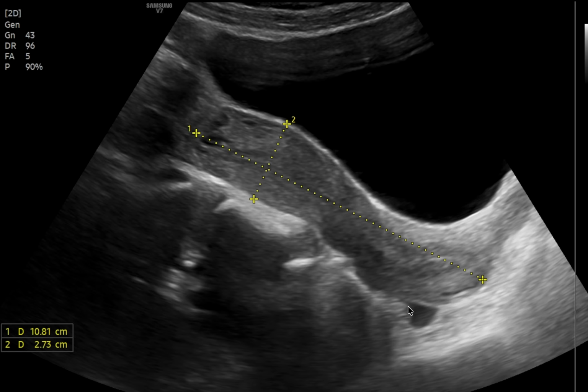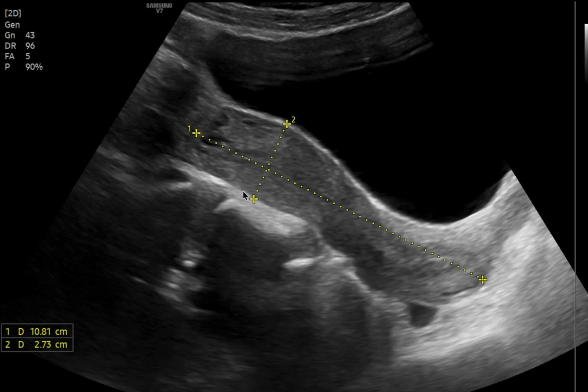And see here, there is a little amount of fluid in the pouch of Douglas. And this amount of fluid is actually considered normal in the female patient. Sometimes it can be seen in young children also.